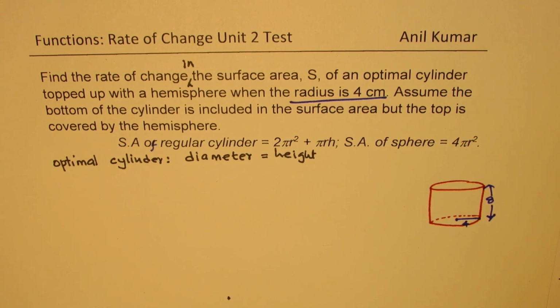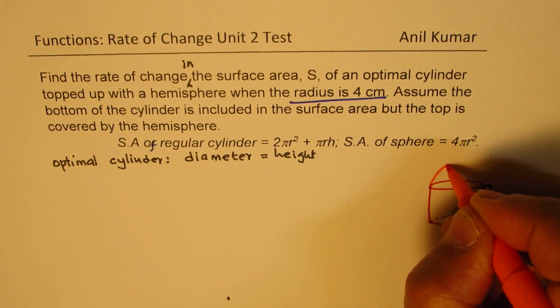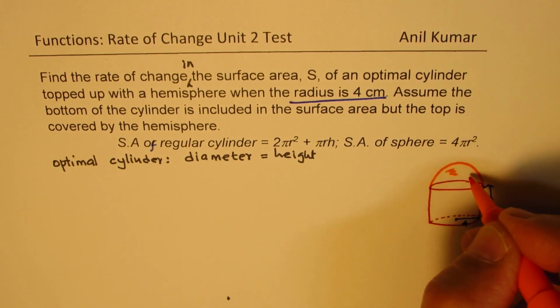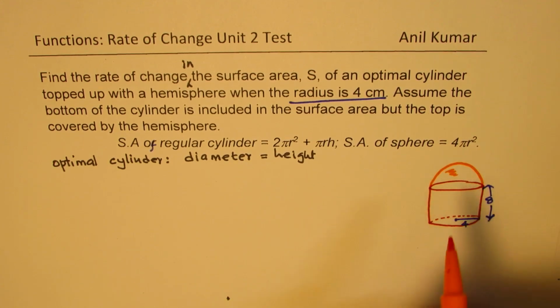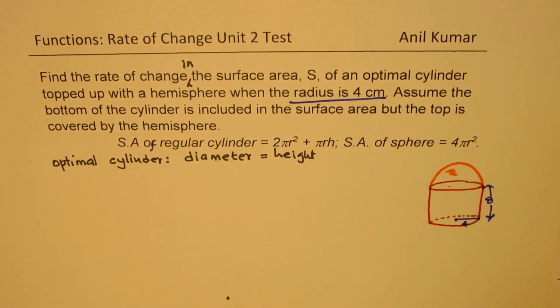Now it is topped by a hemisphere. So that means we have a hemisphere here on the top. So that is the hemisphere. So this surface area should not be counted as it is part of your hemisphere. Correct? It is inside.